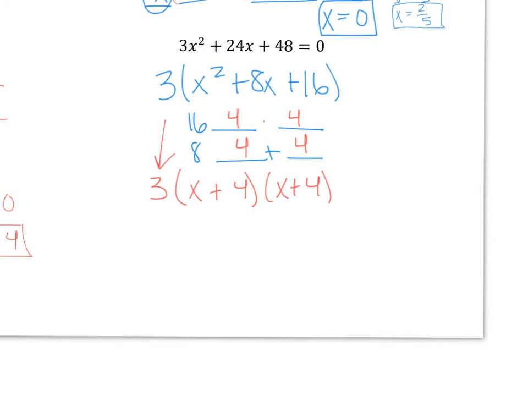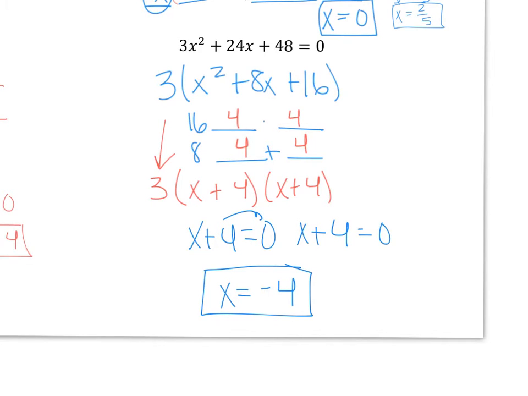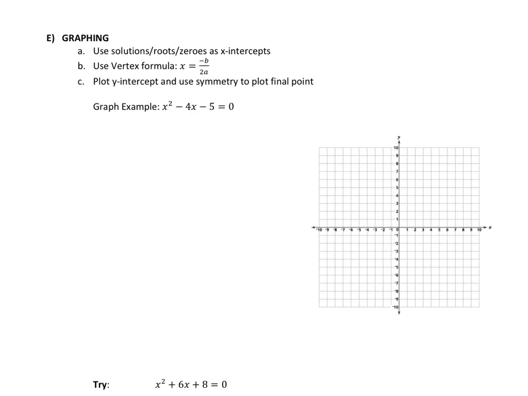So I can set x plus 4 equal to 0, x plus 4 equals 0. Now I'm going to get the same answer for both of these because they are the same, but when I bring the 4 over, I get x equals negative 4. And I don't have to write it again because I'll get the same answer. So this time I only have one answer. Okay. Next page.